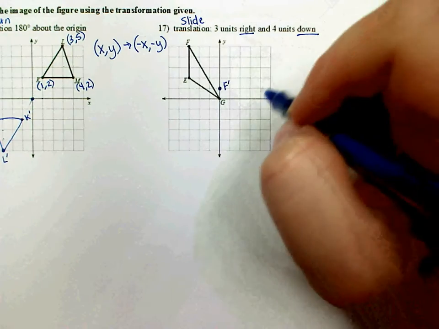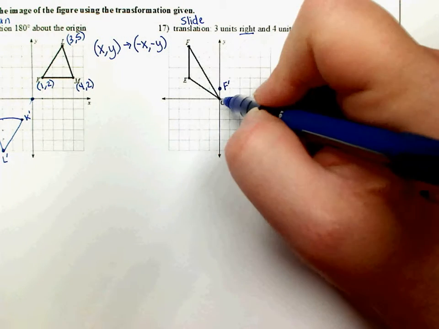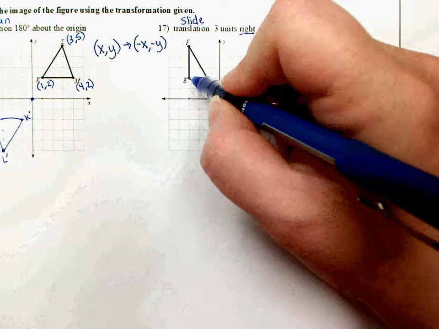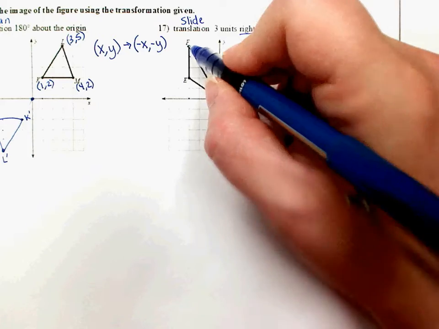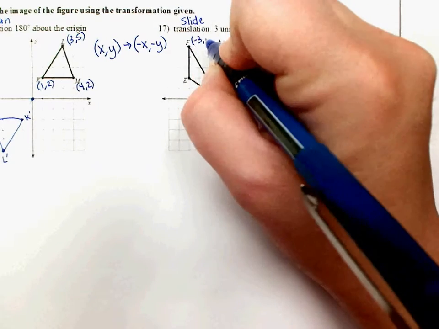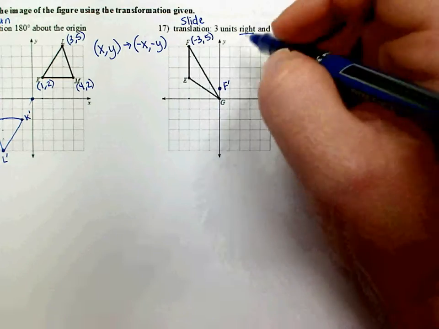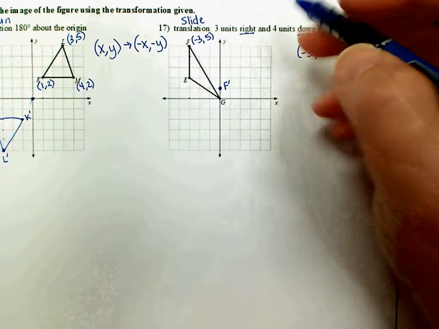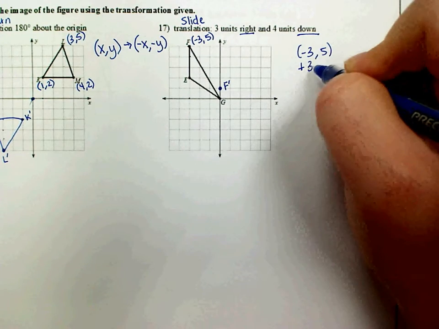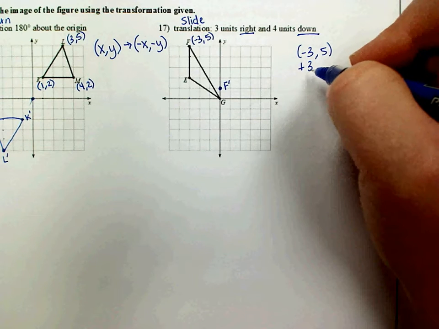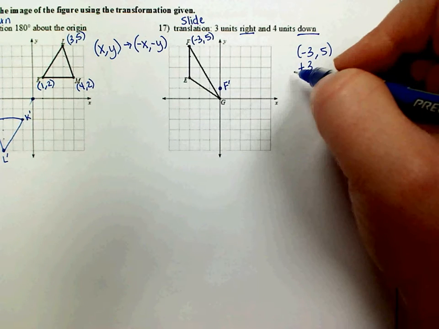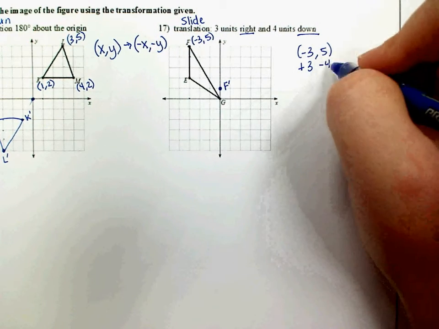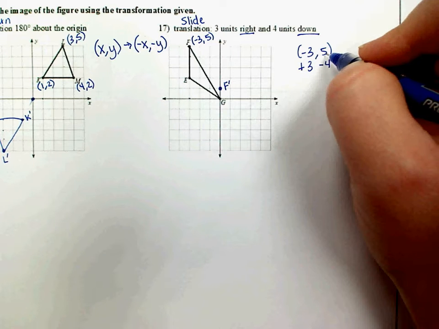Or you can use the coordinates. So the coordinates of F, we go over 1, 2, 3 to the left, so that's -3, and we go up 1, 2, 3, 4, 5, so that's +5. So the coordinates of F are -3, +5. So I could use those coordinates, -3, +5, and since I'm going 3 units to the right, I would add 3 to my X. Remember, X is the left-right movement. If you go to the right, you add, and to the left, you subtract. And since I'm going 4 units down, I'm going to subtract 4 from my Y. Y is the up and down movement. If you go up, you add. If you go down, you subtract.